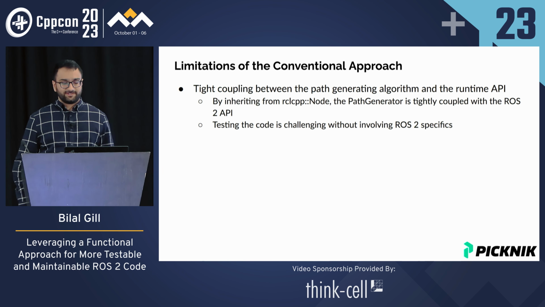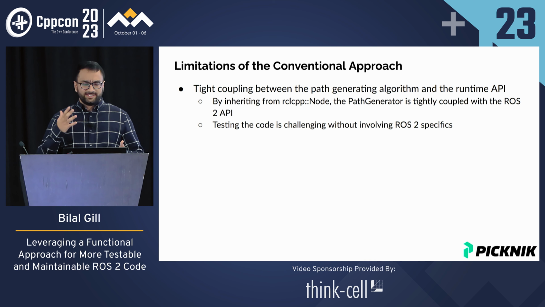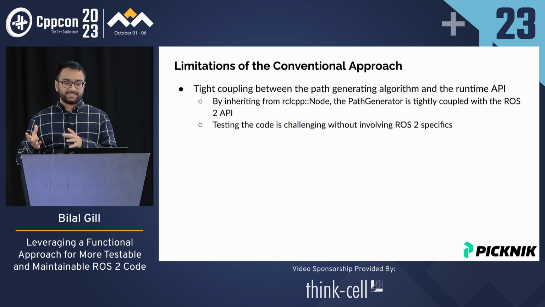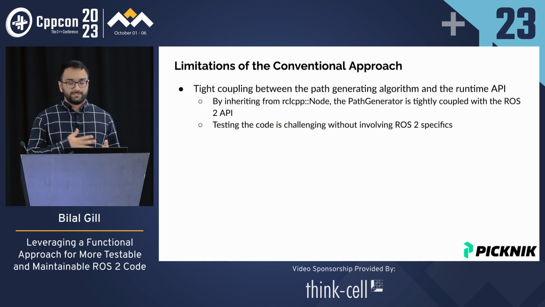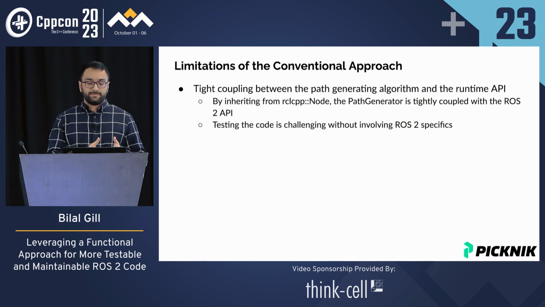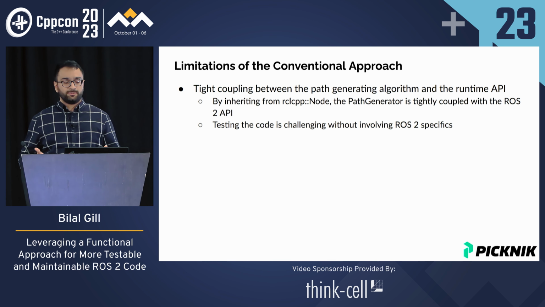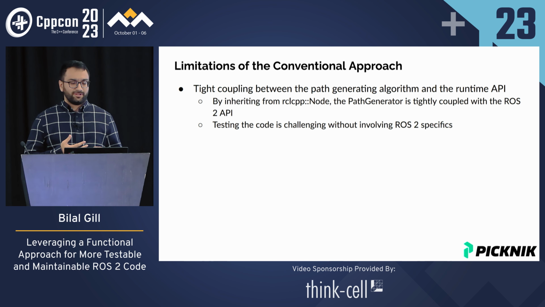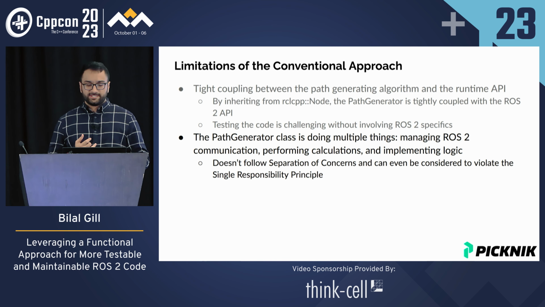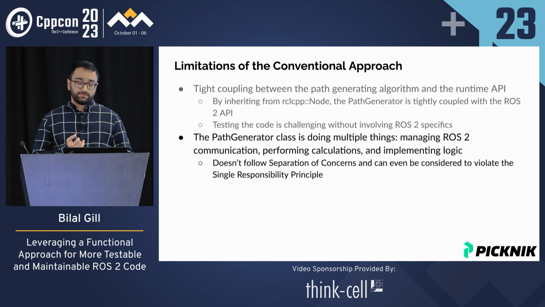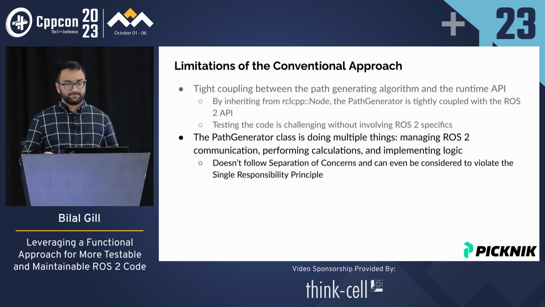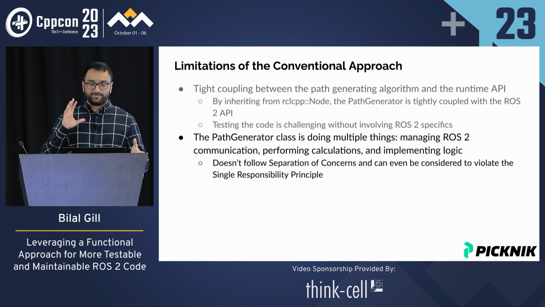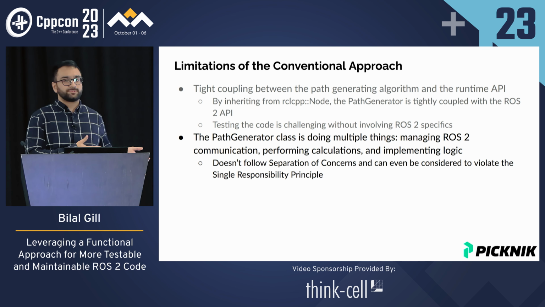So here are some limitations of the conventional approach as I see it. Just tight coupling between the path generating algorithm and the runtime API. So in other words, because we inherit from rclcpp Node, the path generator is tightly coupled with the ROS2 API. And testing this code is challenging without involving ROS2 specifics, and you'll see that soon. And the path generator class is doing a bunch of things, right? It's managing ROS2 communication, it's performing calculations, and it's implementing logic. This doesn't really follow the separation of concerns, and from your viewpoint, it can even be considered to violate the single responsibility principle.